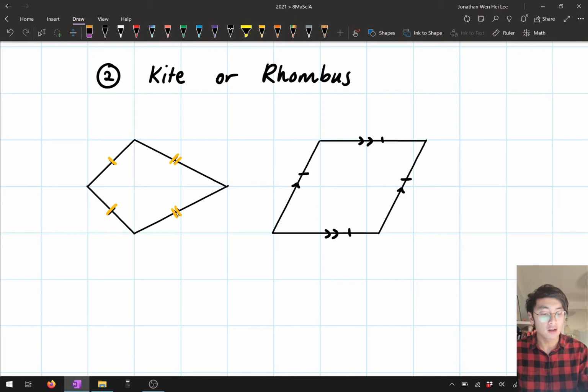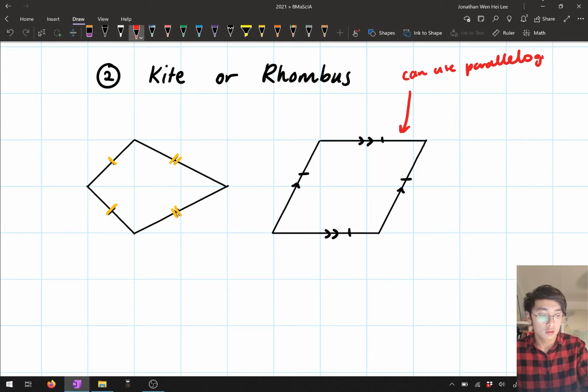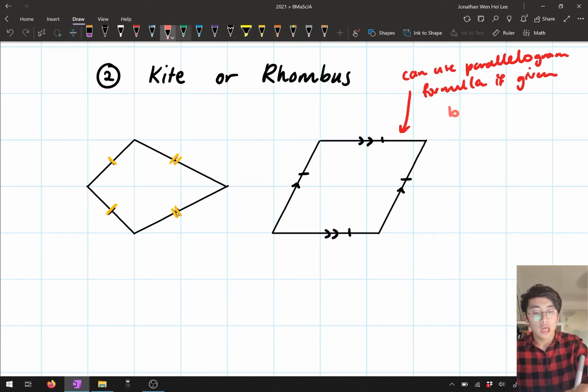A rhombus is a parallelogram where all four sides have equal length. So here, just a special note to make: with a rhombus, if we get given the length of the base and the height, we can actually use the parallelogram formula if given the base and the height. However, there's actually a second formula that we can use to find the area of a rhombus and a kite.